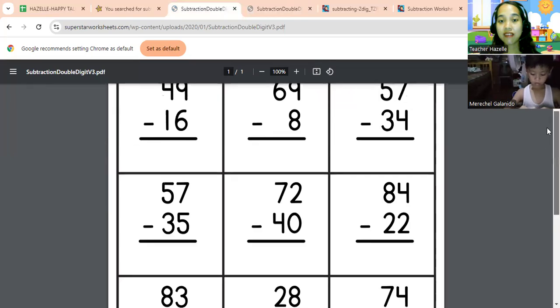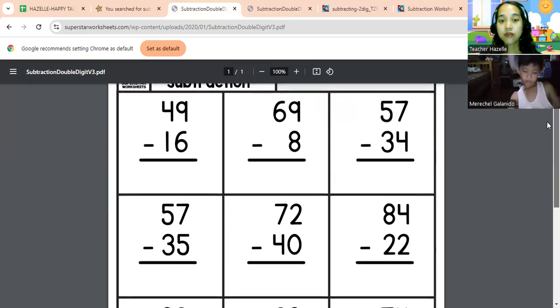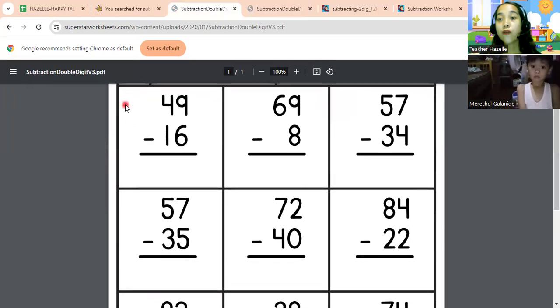Thanks for that, Ivan. Okay, so first one we have here 49 minus 16. Let us first start with 9 minus 6. What do you think is the answer? So for 9 minus 6, the answer is 3. That is correct. The answer is 3.